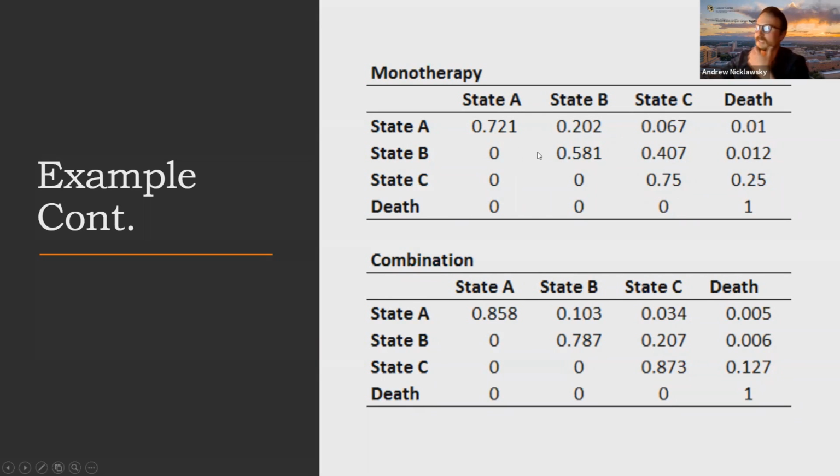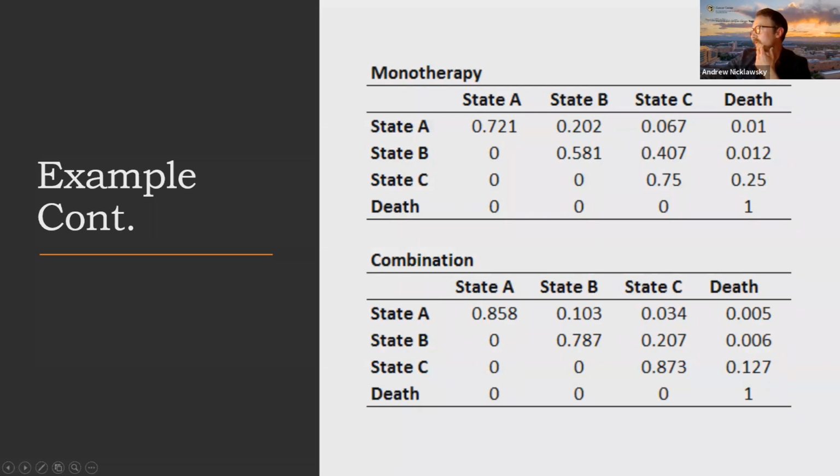And some things to notice are in this example, our combination therapy has better results than our monotherapy. So for instance, in state A, you're more likely to stay in state A in combination therapy. You're less likely in state A to transition to state B, or more likely to stay in state B. And the same thing, kind of descending.